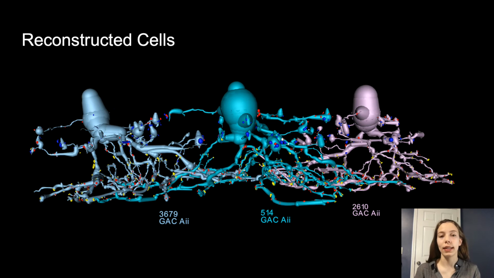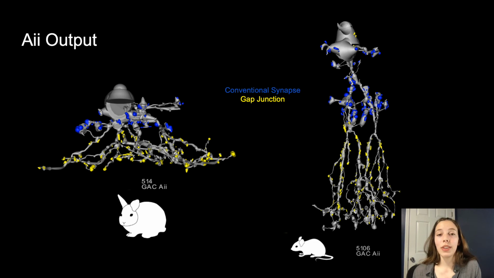Once cells have been annotated, they can be reconstructed using a 3D rendering program. This image shows 3 A2 cells from the rabbit. They have been annotated and reconstructed. The red, blue, and yellow dots are communications between cells. My research is focused on conventional synapses and gap junctions in A2 cells. Gap junctions are going to be yellow in this image, and conventional synapses are blue. On the left is the rabbit A2 cell, and on the right is the mouse A2 cell.